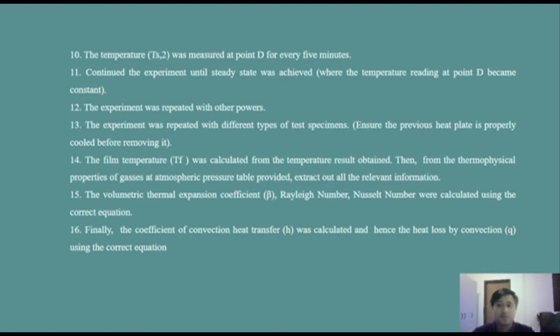Then from the thermophysical properties of gases at atmospheric pressure table provided, extract all the relevant information. And then the volumetric thermal expansion coefficient, Rayleigh number, and Nusselt number were calculated using the correct equation. And the last one is, finally, the coefficient of convection heat transfer was calculated, and hence the heat loss by convection using the correct equation.